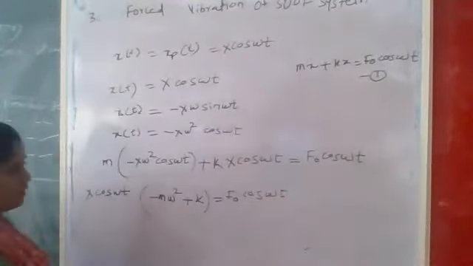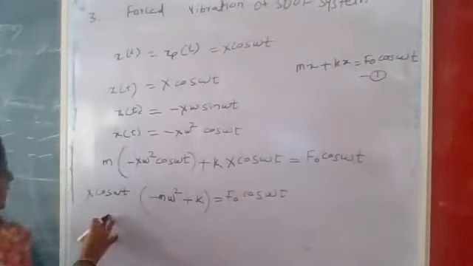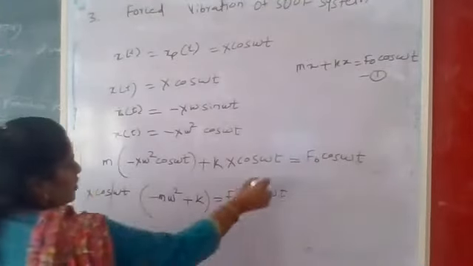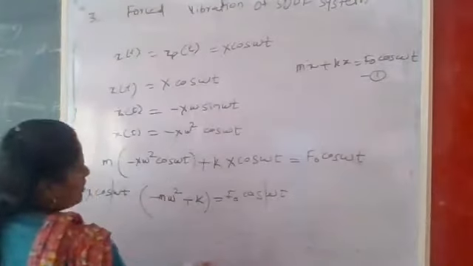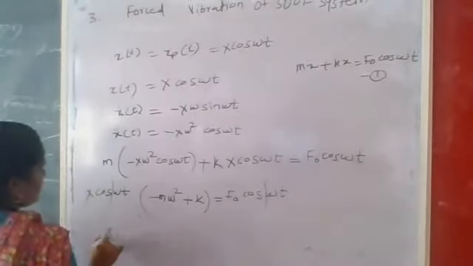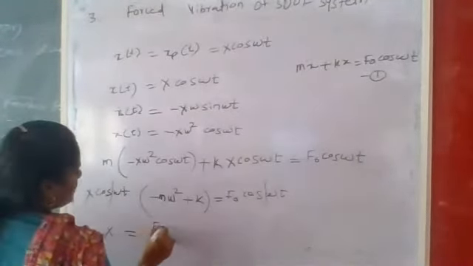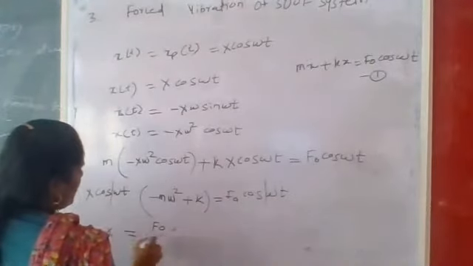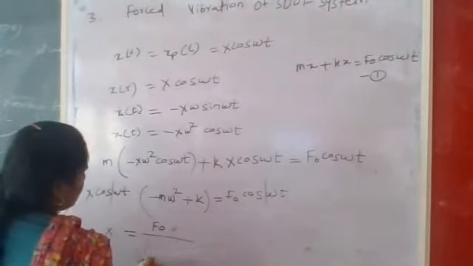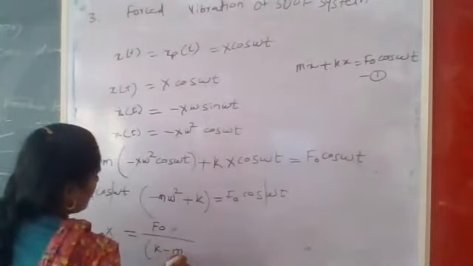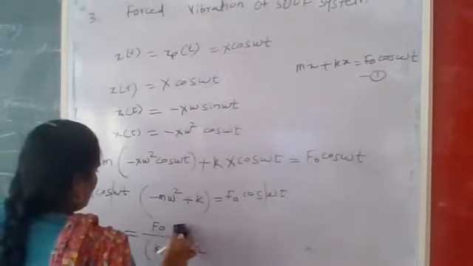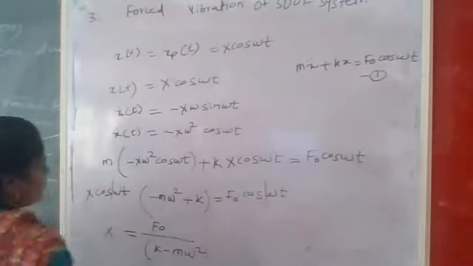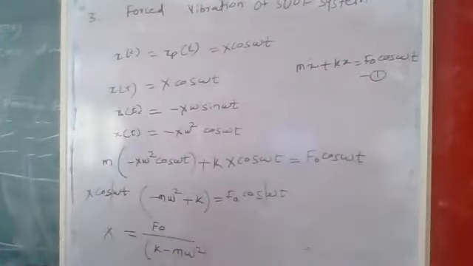If we see both the sides, there is a cos term on both sides, so it will get cancelled. So x is equal to f naught divided by the remaining term, that is k minus m omega square. K minus m omega square is the remaining term. So up to this, all of you write down.